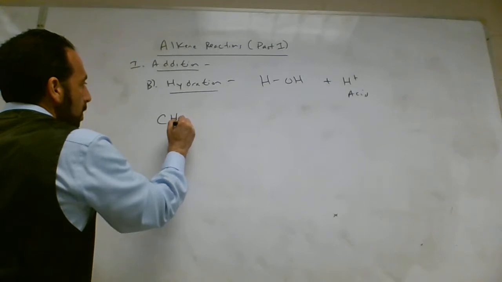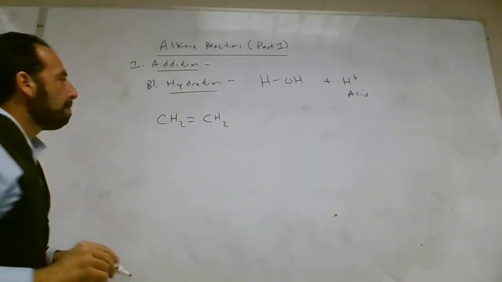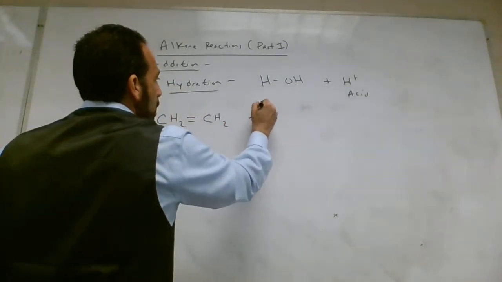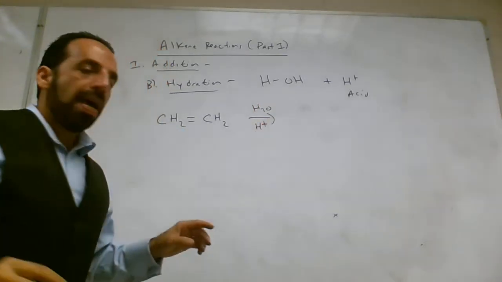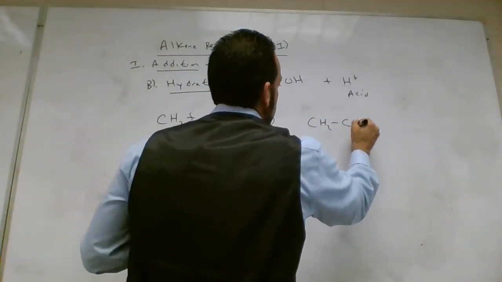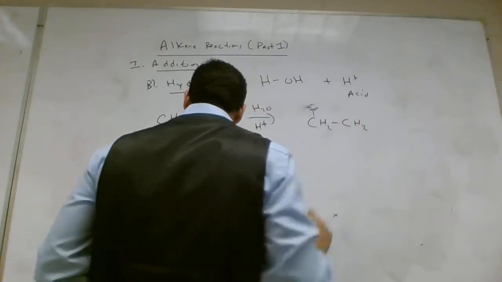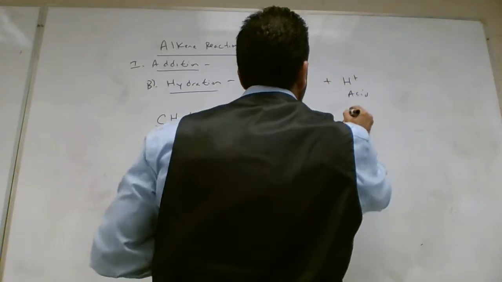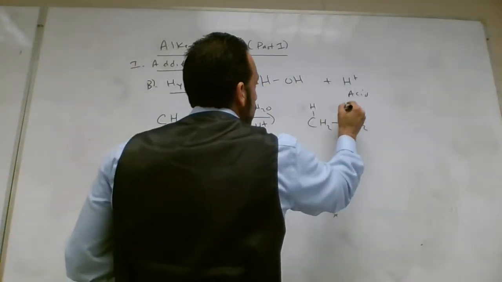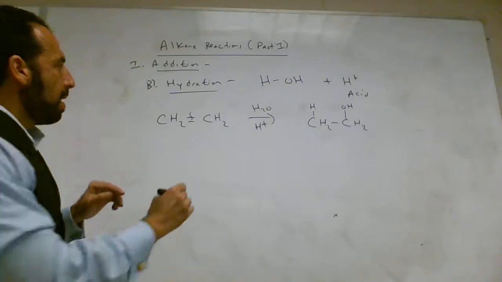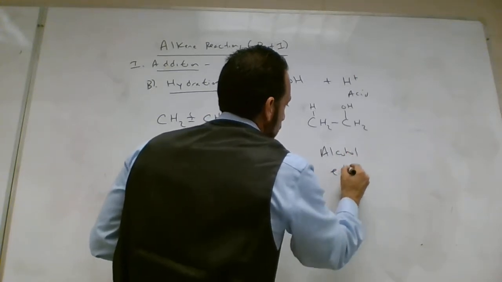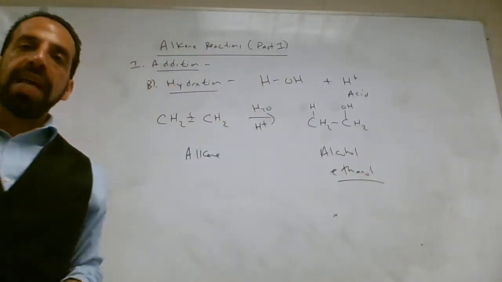Let's look at this one right here. This is ethylene, or ethene, on there. Again, I'm going to add water and a catalyst. Basically, what's going to happen is I'm going to break up the double bond. Okay. Add hydrogen on one end, OH on the other. So basically, I've gone from an alkene to an alcohol. This alcohol is actually ethanol.